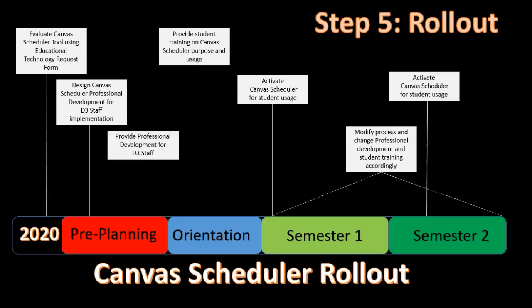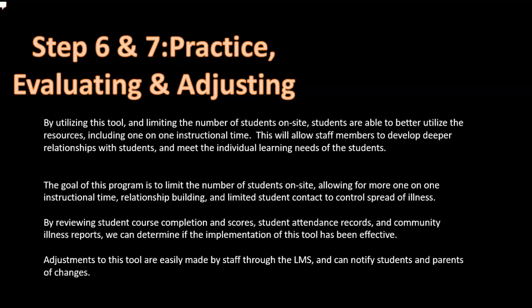And then we are only going to activate the first semester and see how that goes, because we want to make sure that we are continuously evaluating and modifying the processes and changing any professional development or student training that we need to accordingly, and then implement those changes before we activate the Canvas scheduler for the second semester, allowing students to choose their time slots for that.